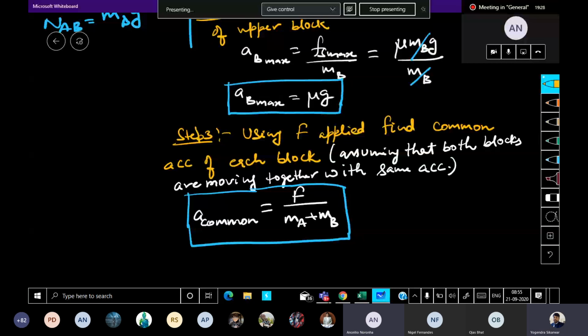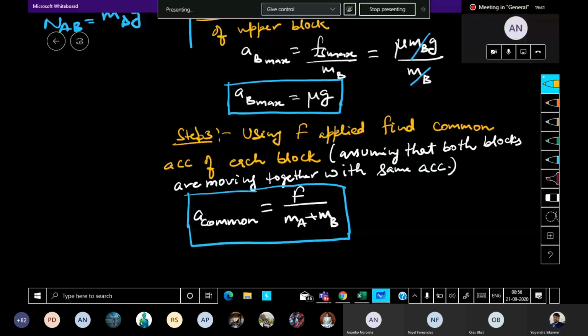Okay, everyone, please pay attention. This echo is because someone's mic is unmuted. That's why it is echoing, not because of me. So, step 3 is using F applied, find common acceleration of each block.